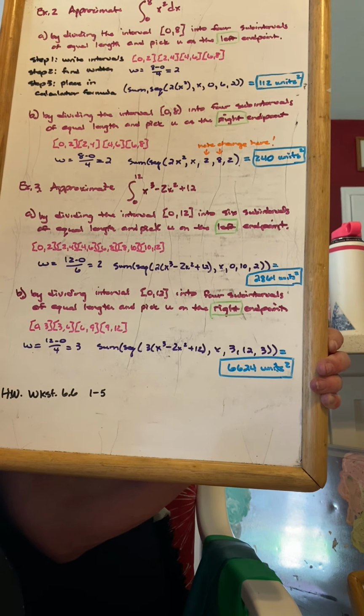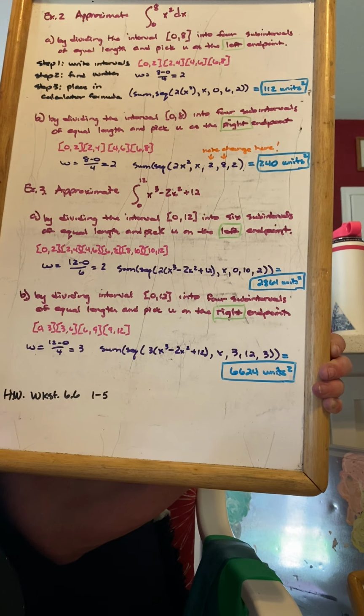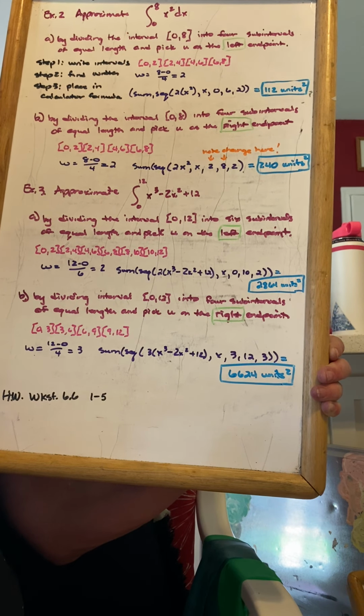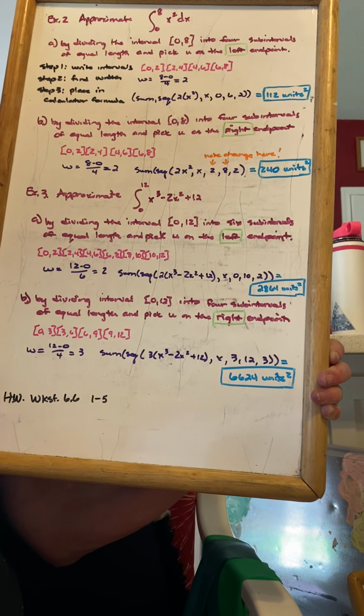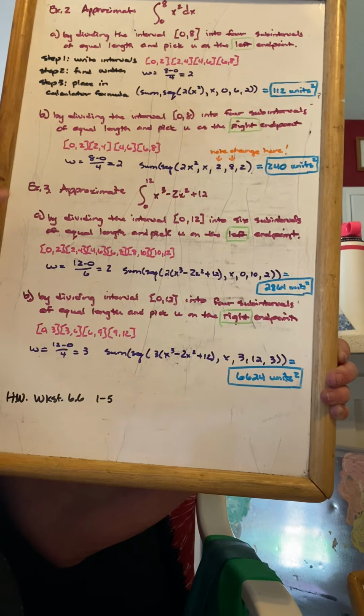All right. So this is called Riemann Sums. It's finding approximate areas under curves by Riemann Sums rectangular method. That's all.